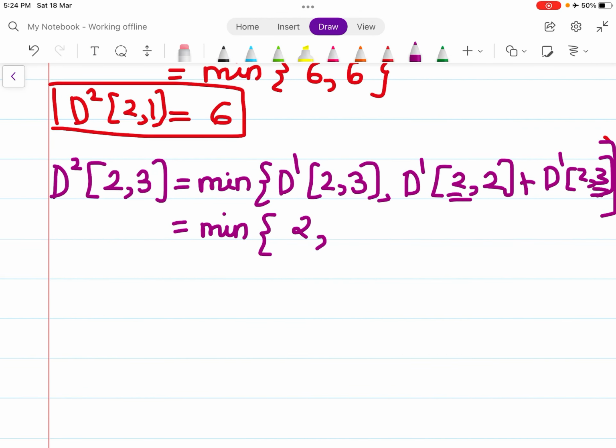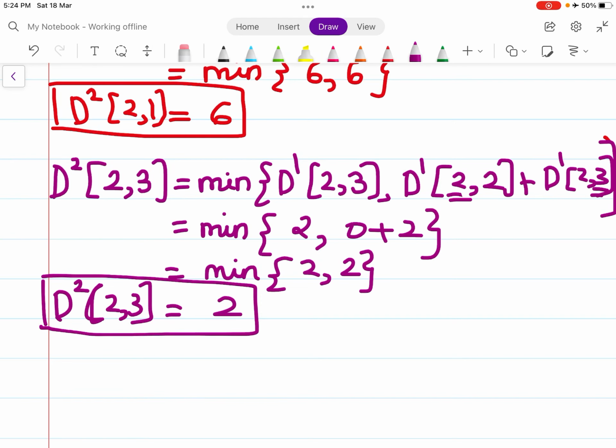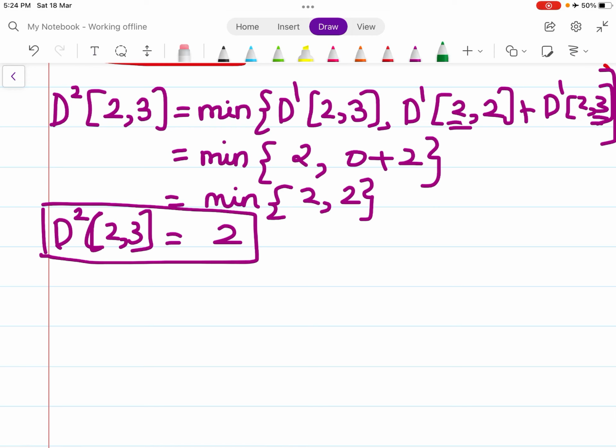So 2 comma 0 plus 2. So minimum of 2 comma 2 is 2. So D2 of 2 comma 3 is 2. Now 2 comma 3 is done. Now 3 comma 1.